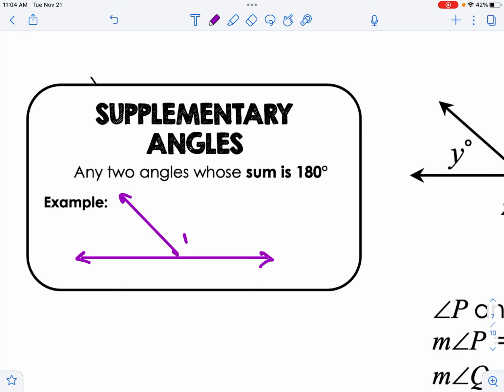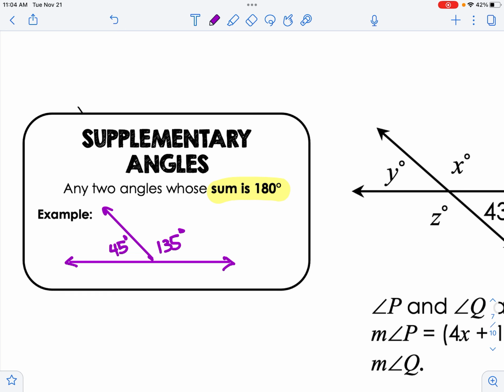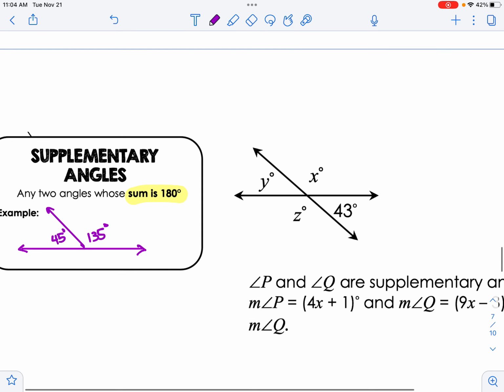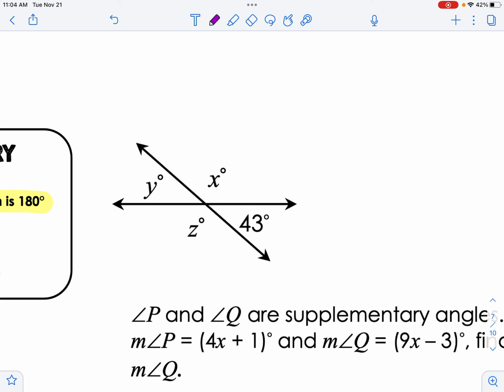So maybe this is 135 degrees and this is 45. Because those two add up to be 180 degrees, we know that they're supplementary. So supplementary means adds up to be 180. So we can use what we've learned, vertical angles and linear pairs, supplementary, to solve something like this. So how do we figure out what X, Y, and Z are? So let's say, I'm going to write these out, X, Y, Z.